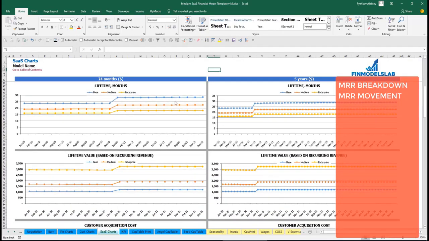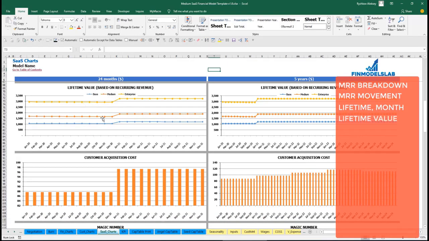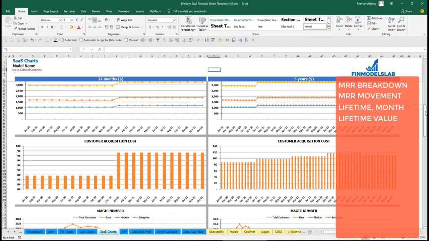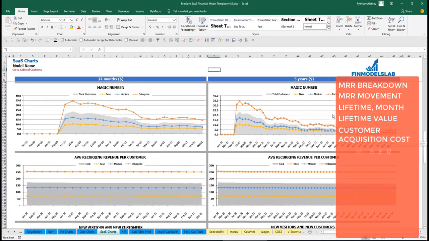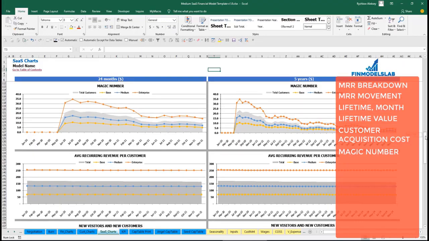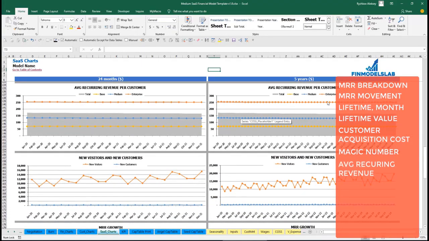On the next couple of charts you will see the lifetime in months of the base, medium and enterprise customers. The next couple of charts will show you the lifetime value broken down by offerings. The next chart will show you the customer acquisition cost by months for the 2 years and for the 5 years. The magic number is broken down by base, medium and enterprise, and for the total customers. The magic number shows you the efficiency of using marketing expenses in terms of the acquisition of new booking. Average recurring revenue per customer is total and broken down by offerings.